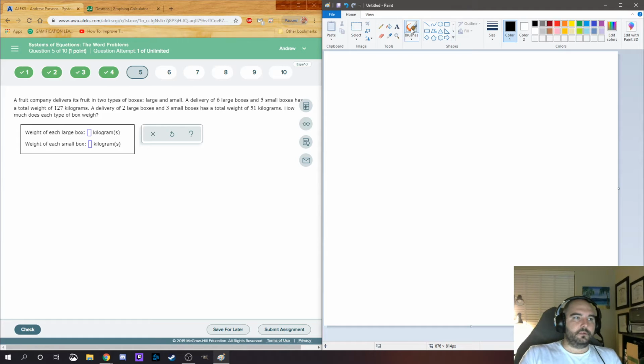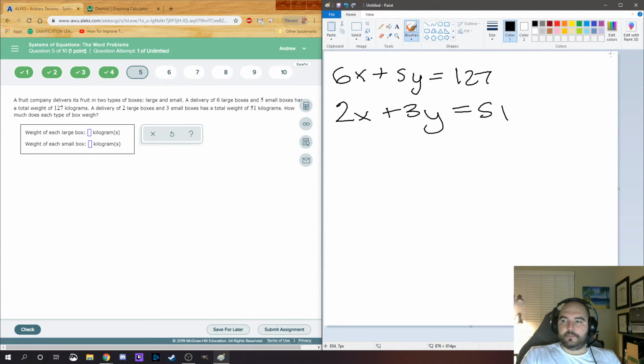All right, another kind of problem. A fruit company delivers fruits in 2 types of boxes, large and small. Delivery of 6 large boxes, so I'm going to say 6x, and 5 small boxes, so plus 5y, has a total weight of 127 kilograms. A delivery of 2 large boxes, 2x, and 3 small boxes is a weight of 51 kilograms. So that's how you want to set this up. This is giving you information in a way where you're not writing it in slope-intercept form like our first problems. You're writing it in standard form, so x and y are going to be on the same side because you have this kind of box plus that kind of box equals this total.